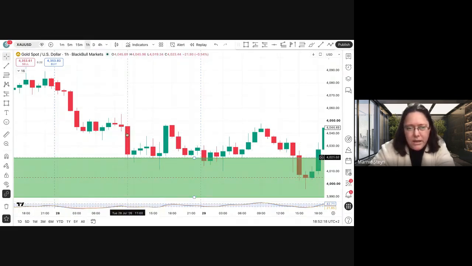Look at that wick there. You know, it had no wick at the top. So we are expecting price to reject off this area. Okay, so we're already setting ourselves up and saying we are looking for a long position.